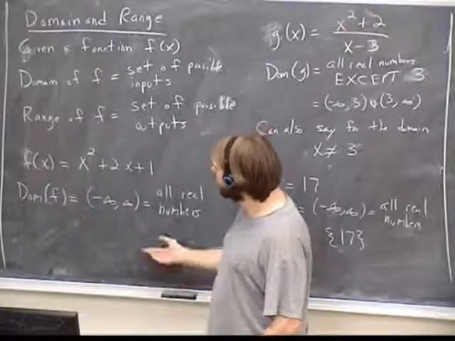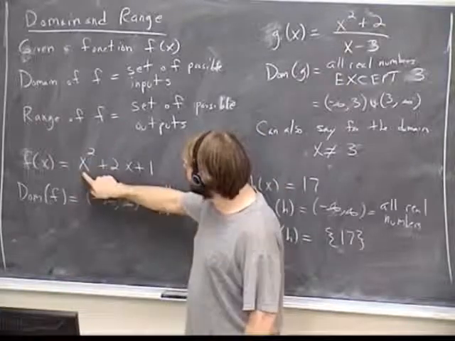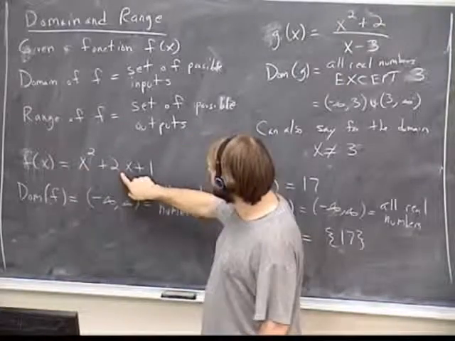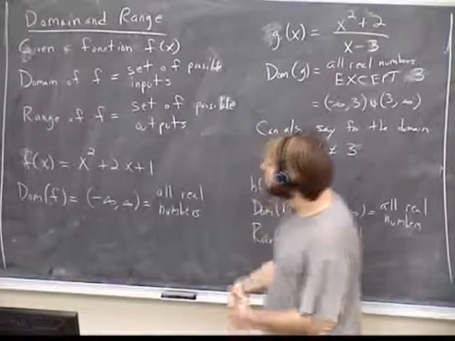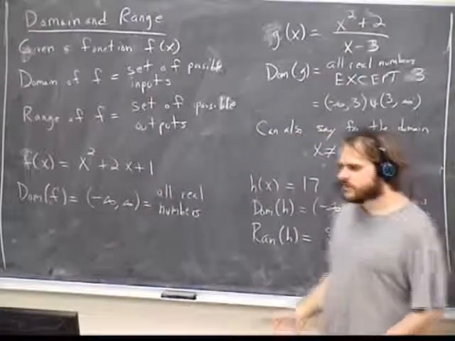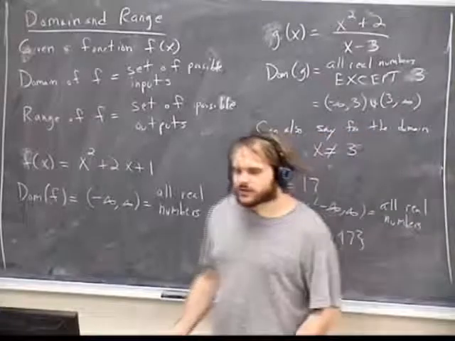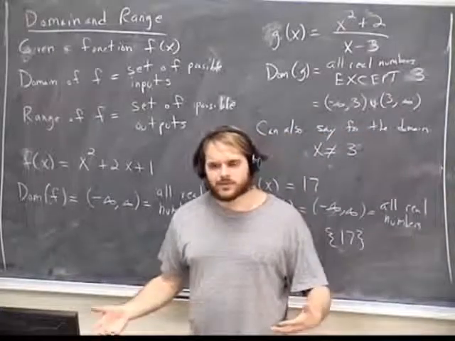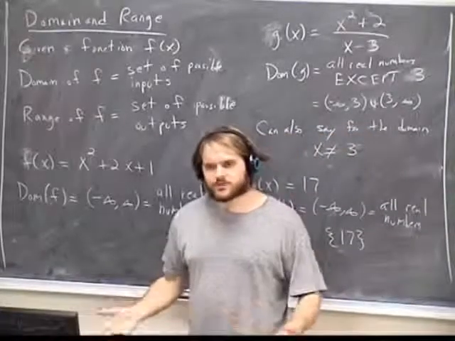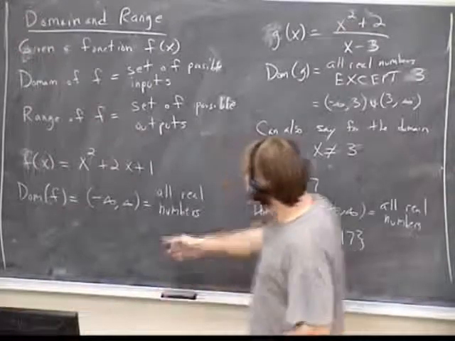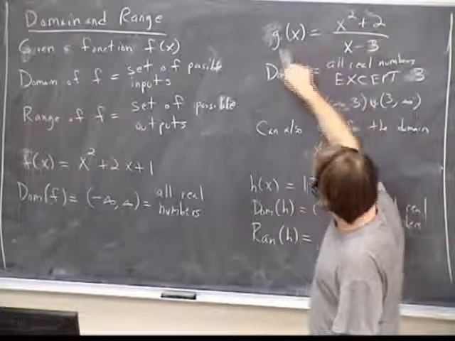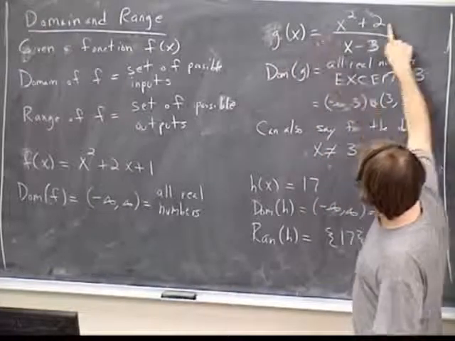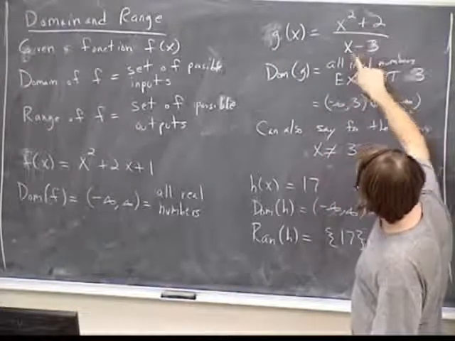And why? Well, you can take any number and square it, and multiply it by 2, and add it. And you can add any numbers, right? So there's no problems. And that's really how you should think of domain. When you want to find the domain, you look for the potential problems in your expression for the function. So here's an example where the domain is not all real numbers. We have g of x equals x squared plus 2 divided by x minus 3.